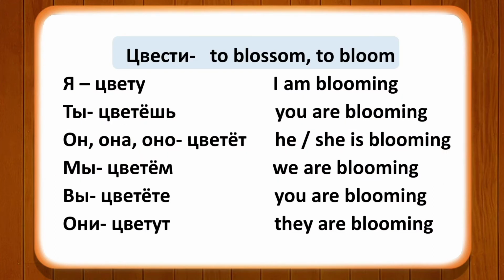Next verb is tsvisti. Tsvisti means to blossom or to bloom. Dear learners, please remember that tsvisti does not have a perfective aspect. So I am conjugating only the imperfective aspect of this verb. Ya tsvetu, I am blooming.